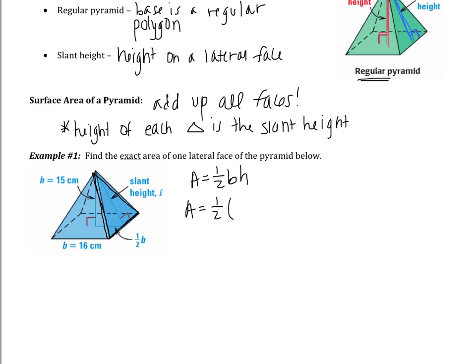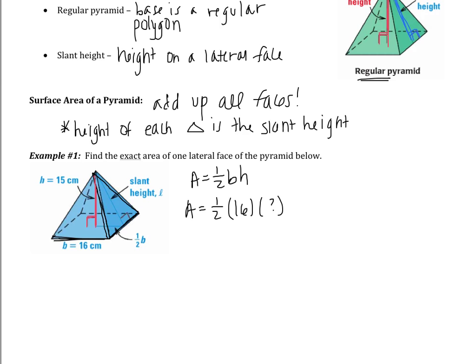The base of each triangle is 16. The height is what we don't know. It's what we have to solve for. We're given a height of 15, but remember that this is the height of the pyramid. So it's the perpendicular height. It's not actually the height of the lateral faces. Because if you notice those lateral triangles, they're tilted. So 15 is not the height of those tilted triangles.